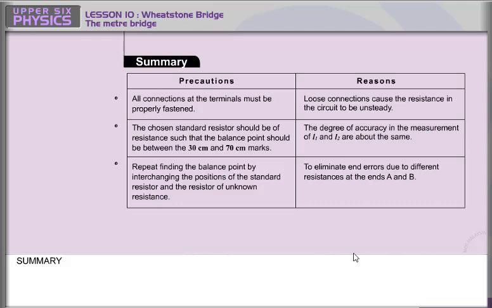Precautions. The chosen standard resistor should be of resistance such that the balance point should be between the 30 cm and 70 cm marks. Reasons. The degree of accuracy in the measurement of L1 and L2 are about the same. Precautions. Repeat finding the balance point by interchanging the positions of the standard resistor and the resistor of unknown resistance. Reasons. To eliminate errors due to different resistance at the ends A and B.